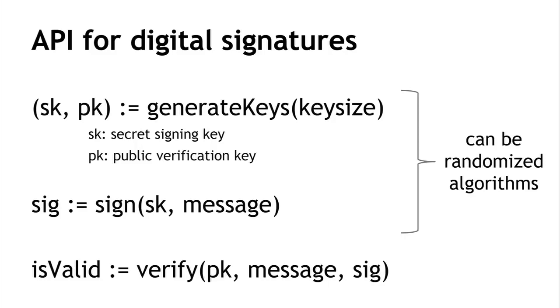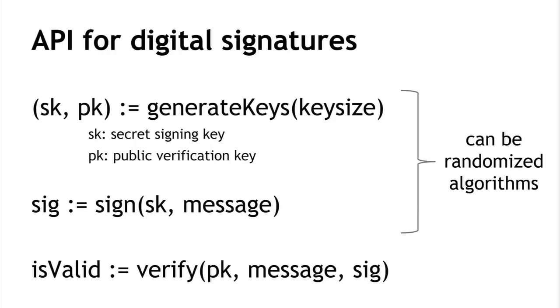The second operation is the sign operation. You take your secret signing key and some message that you want to put your signature on, and it returns SIG, which is a signature. It's just some string of bits that represents your signature. The third operation is verify, which takes something that claims to be a valid signature and verifies that it's correct. It takes the public key of the signer, the message that the signature is supposedly on, and the supposed signature. And it just says yes or no: is this a valid signature?